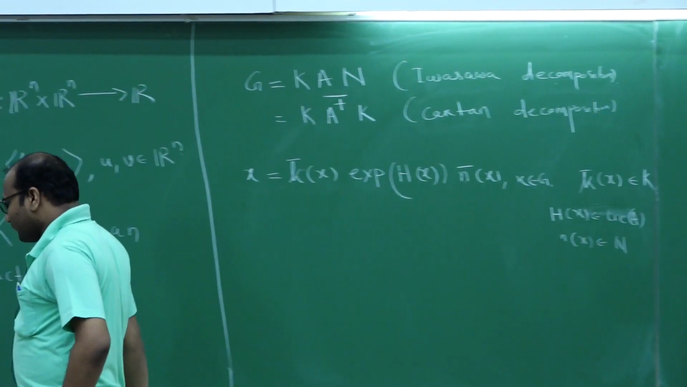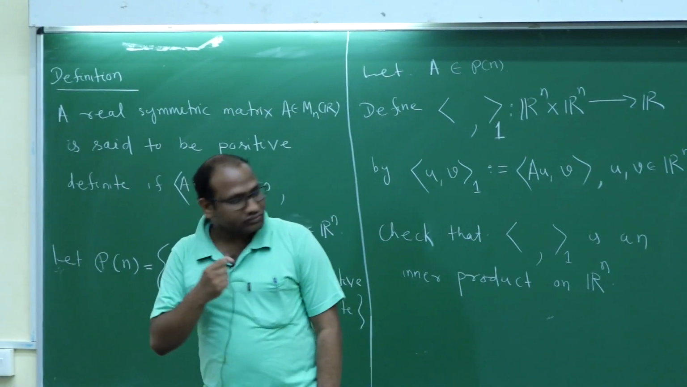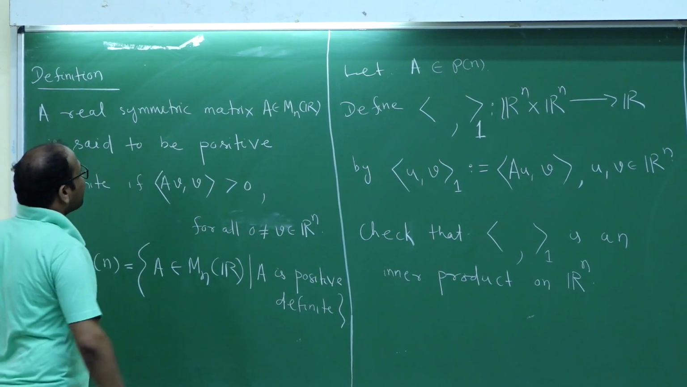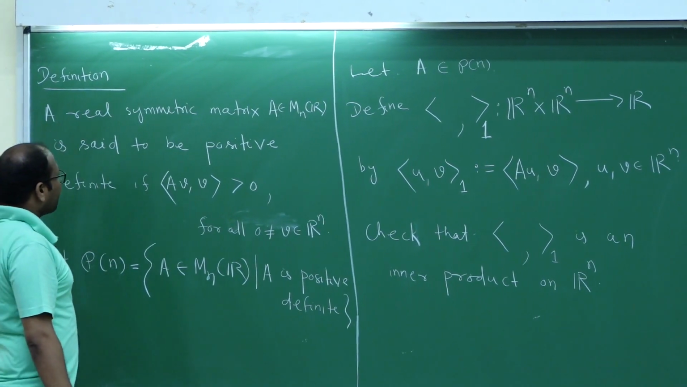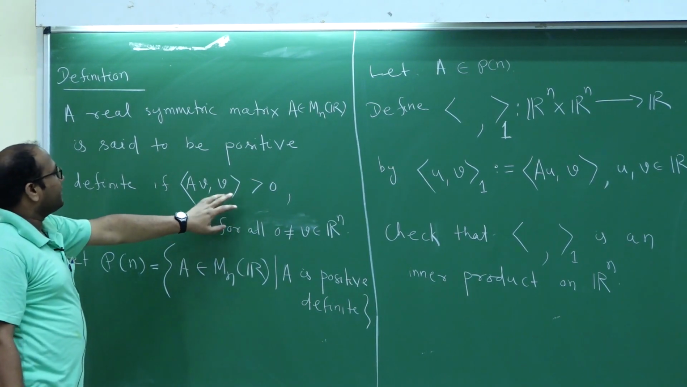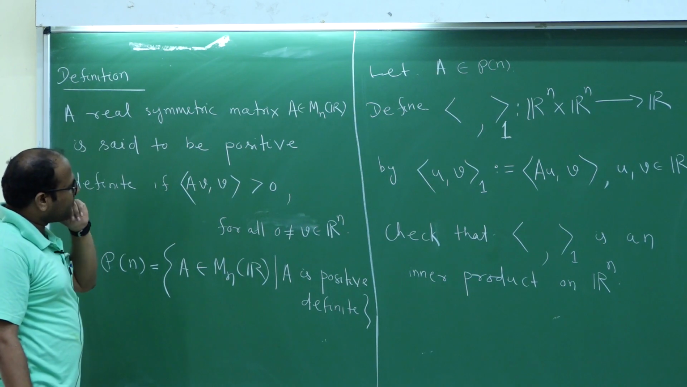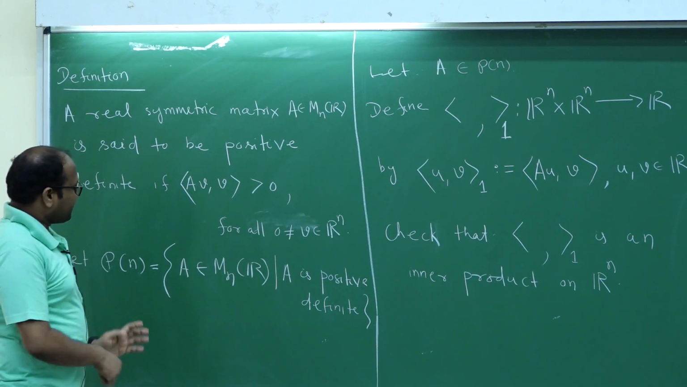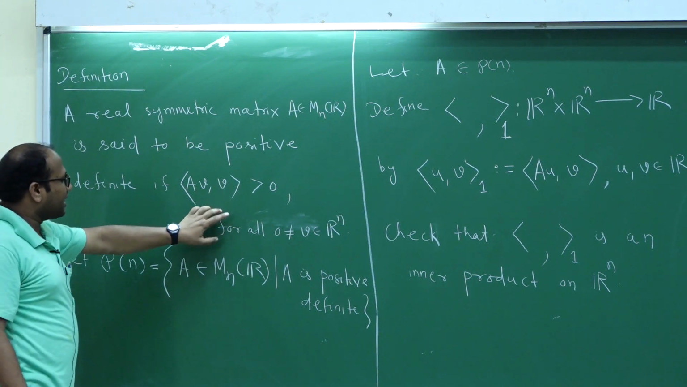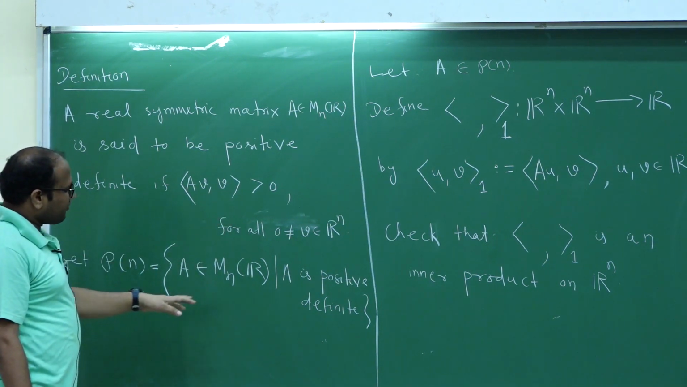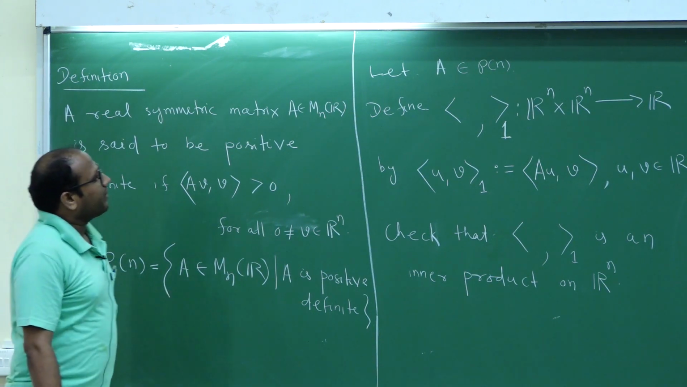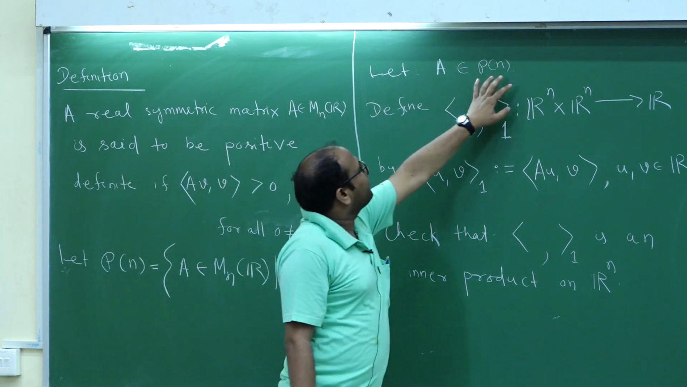So today we will develop the geometry of hyperbolic space. Here is the definition. A real square matrix A belonging to M n R is said to be positive definite if the inner product of AB with B is greater than 0 for all nonzero B belonging to R n. And this is the standard Euclidean inner product. Let Pn be the collection of all positive definite matrices in M n R. Okay, so let A belong to Pn.